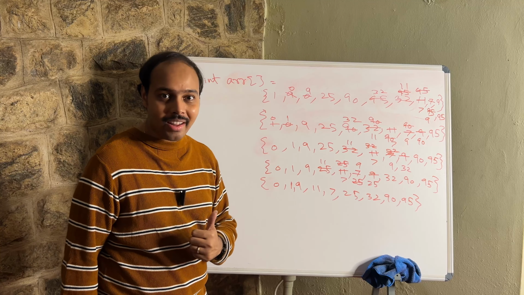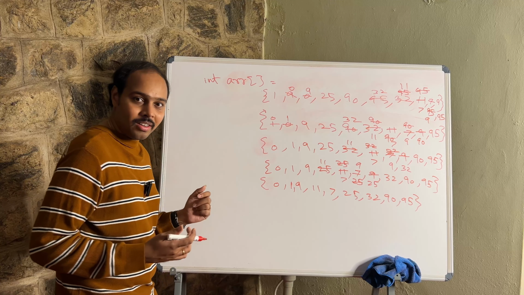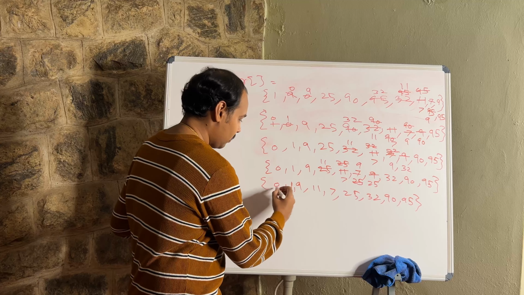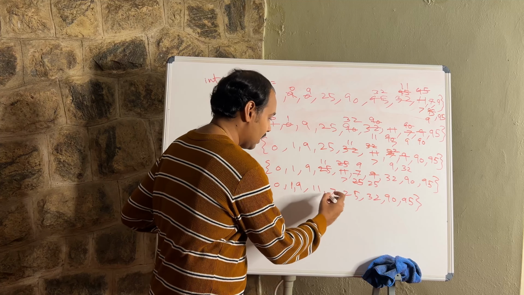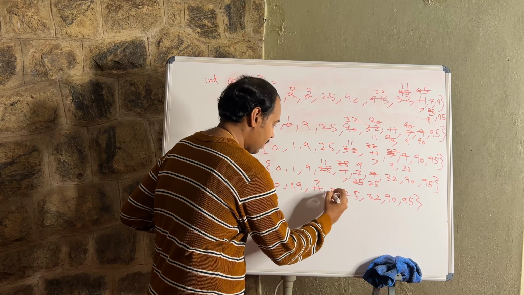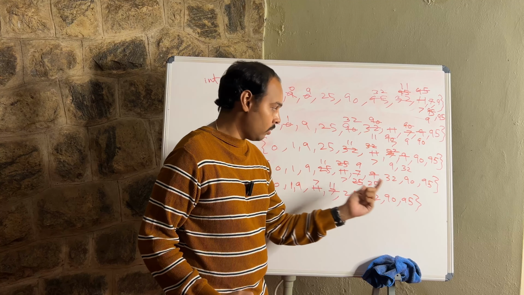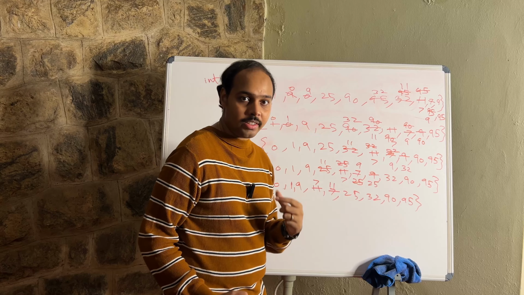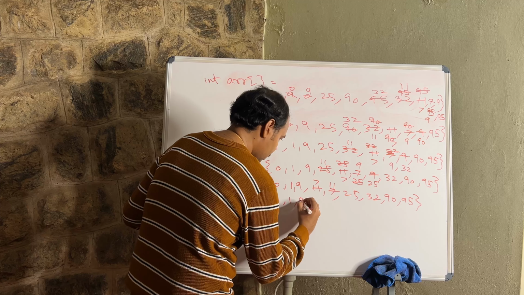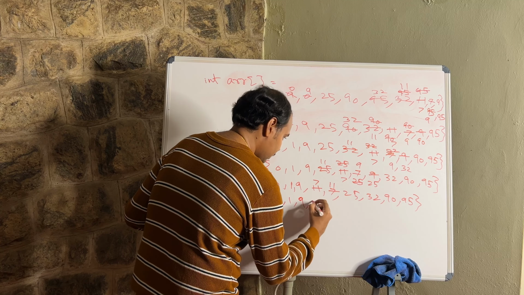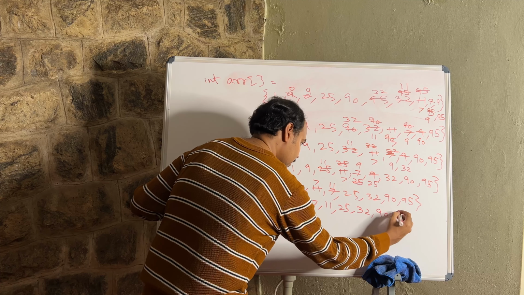So you did another iteration to confirm whether it's already in sorted order. It's not. Now you do this iteration again. So 0 is less than 1, 1 is less than 9, 9 is less than 11, 11 is not less than 7. So 7 and 11. 11 is less than 25, 25 is less than 32, 32 is less than 90, 90 is less than 95. Now the result of this iteration is 0, 1, 9, 7, 11, 25, 32, 90, 95.